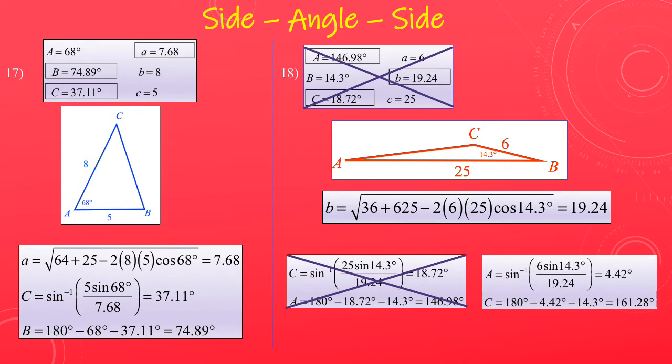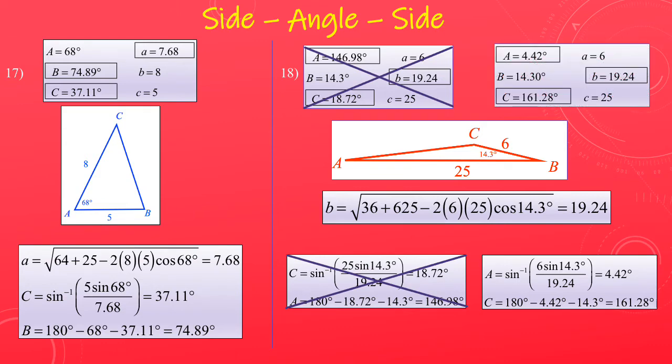So going for angle A first, we get angle A is equal to the inverse sine of 6 sine of 14.3 degrees over 19.24, and then we end up with 4.42 degrees. Therefore, angle C is equal to 180 degrees minus 4.42 minus 14.3, and we get angle C is equal to 161.28 degrees. So our correct answer has angle A to be 4.42 degrees, angle C equals 161.28 degrees, and little b equals 19.24. This now appears to be right.